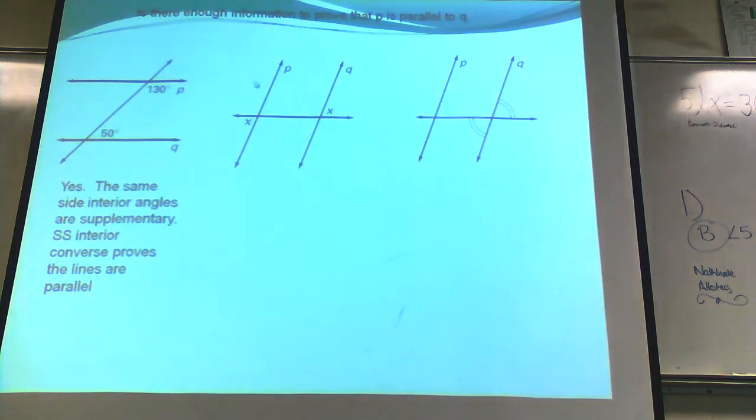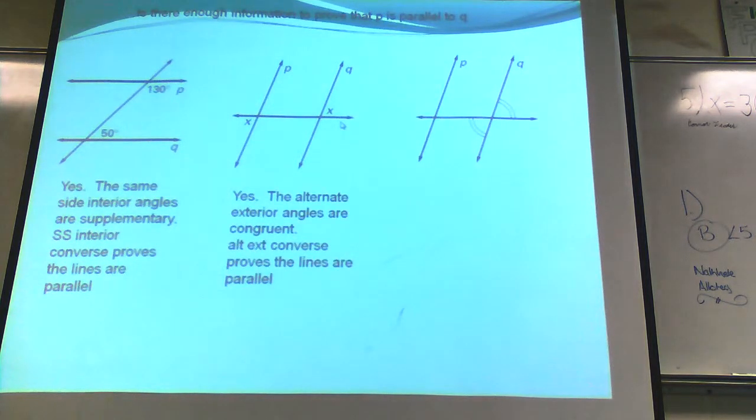Okay. The one in the middle, do you think that's a yes or no? Yes. Why? Alternate exterior. Alternate exterior, what comes after? Converse. Okay, and everyone's okay, right? X and X are equal to each other, correct? I don't need numbers there. Let's just say x equals x. Okay? So again, with this, all I need to see was the yes in the alternate exterior converse part. As long as I have that, that's enough.